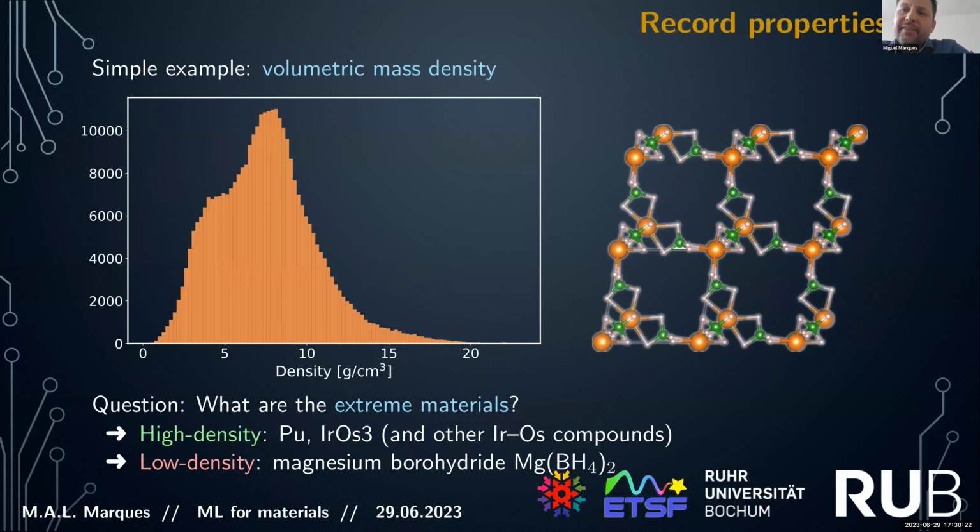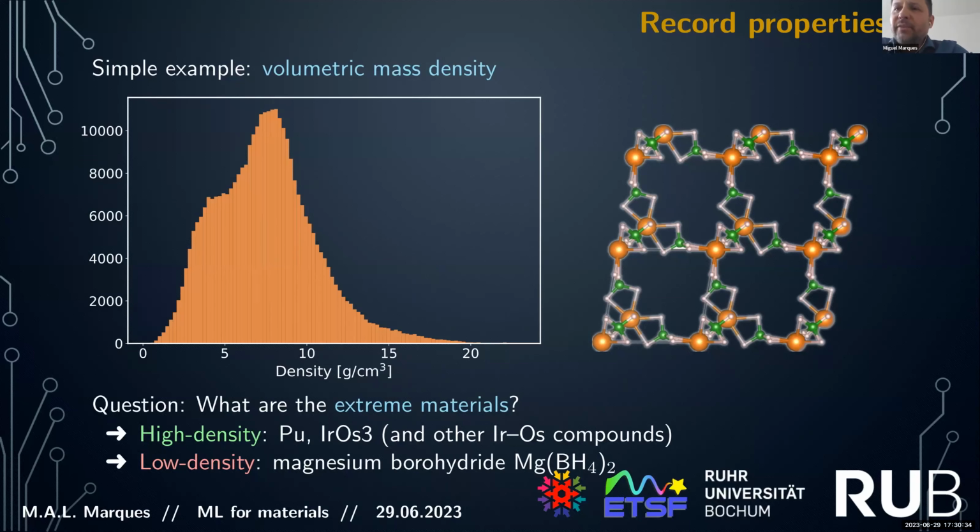And again, this is a material that is known and that has been studied a lot in the context of hydrogen storage. There are several polytypes, several structures of magnesium boron hydride. This is the one in our database that has the lowest density. Okay, so this is the kind of thing that we want to do: plot the distribution of materials properties, and look at extreme cases.